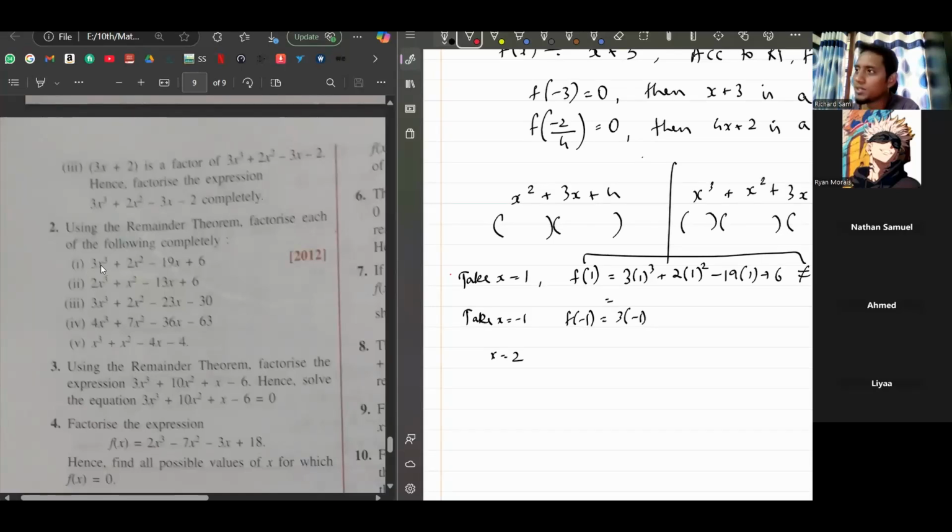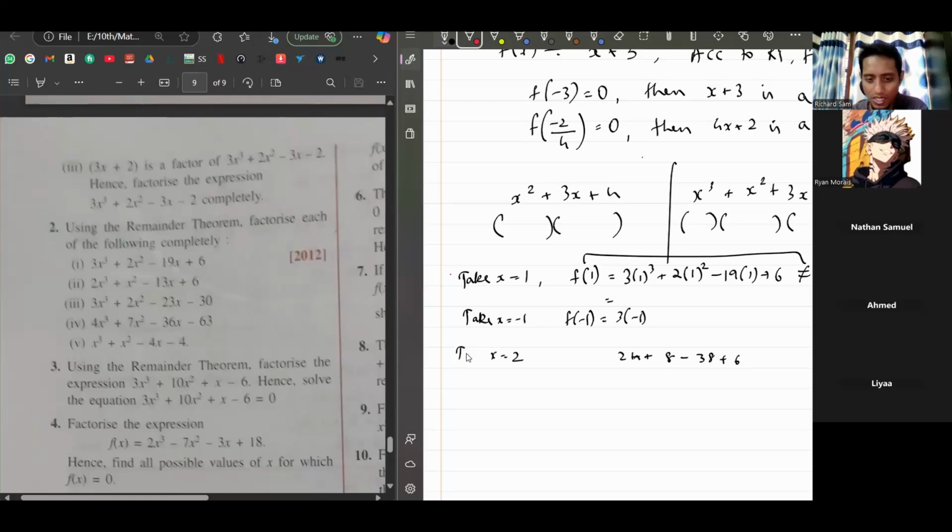2 cube is how much? 8. 8 threes are 24. Plus 8 minus 38 plus 6. 24 plus 8, 32. 32 plus 6, 38. 38 minus 38, 0.